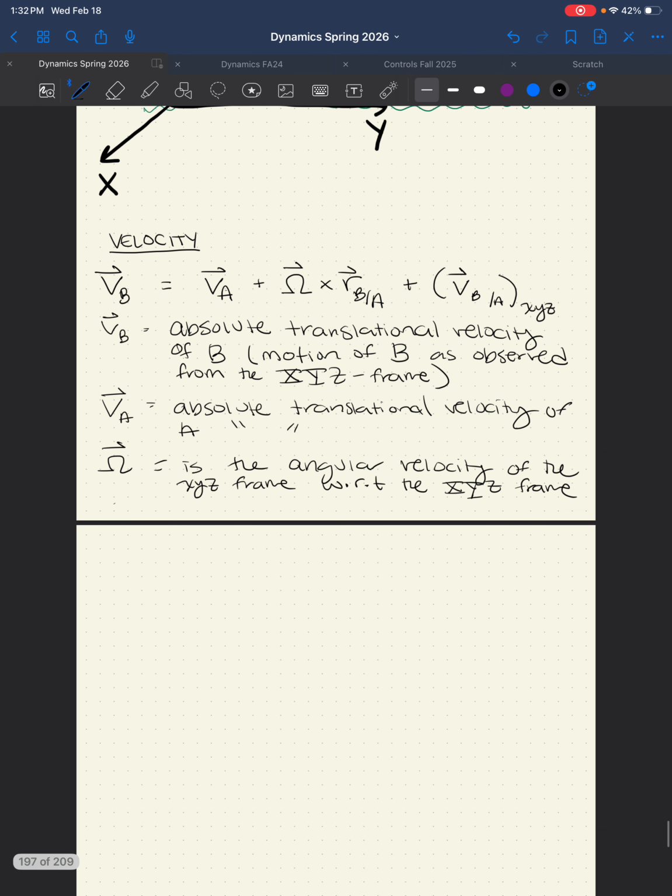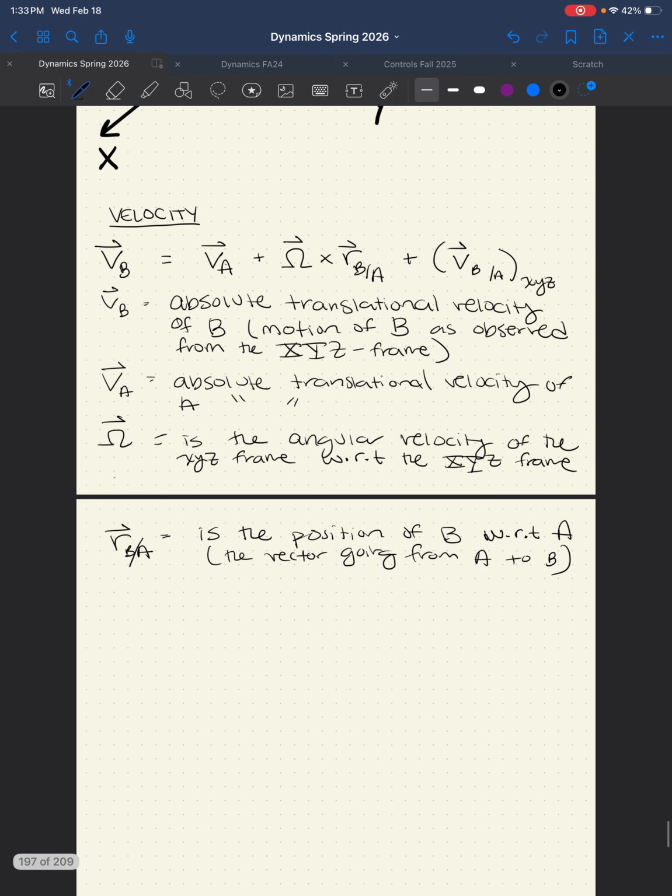Okay, so essentially, this is the angular velocity of the Frisbee. Okay, we've seen this quantity before, RB/A, and it means the same thing as always. This is the position of B with respect to A, or the vector going from A to B.